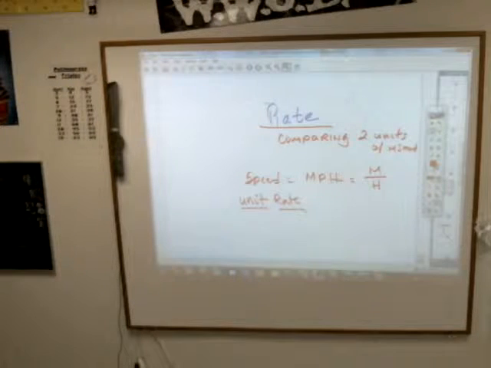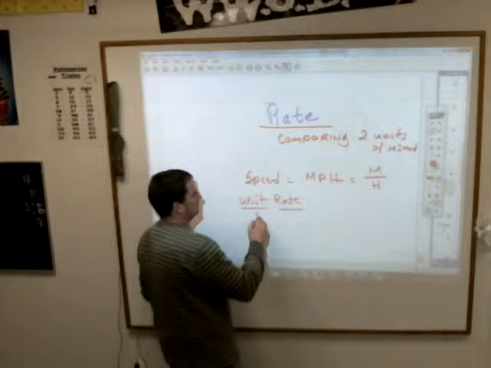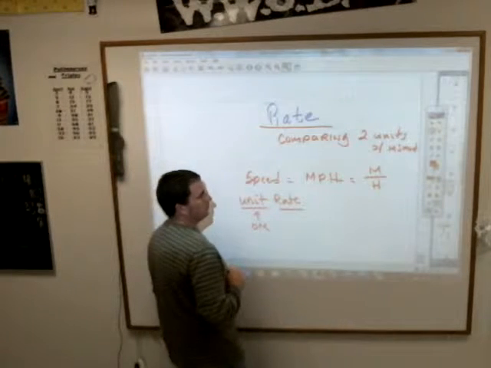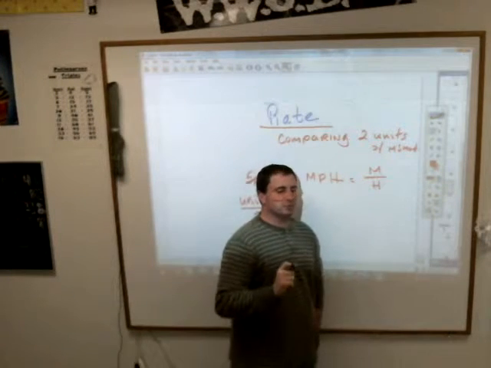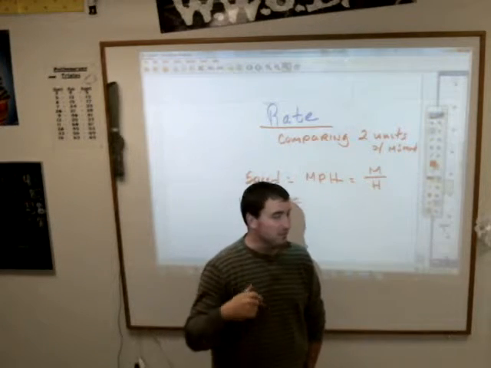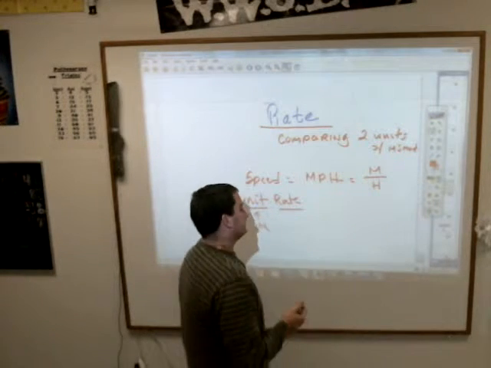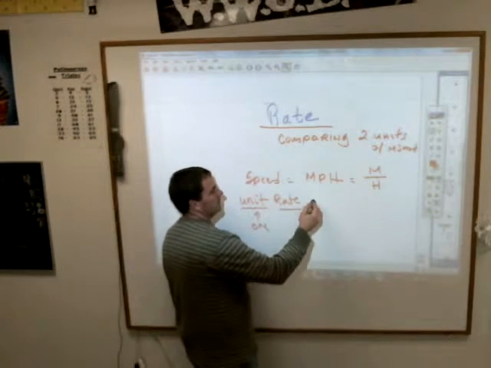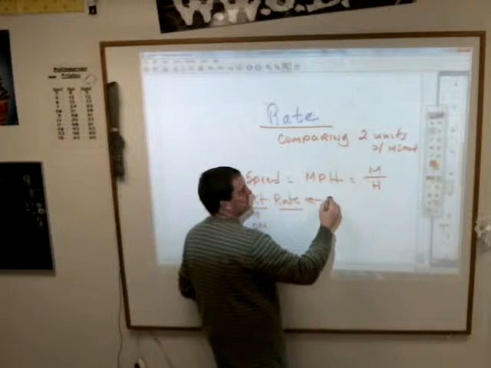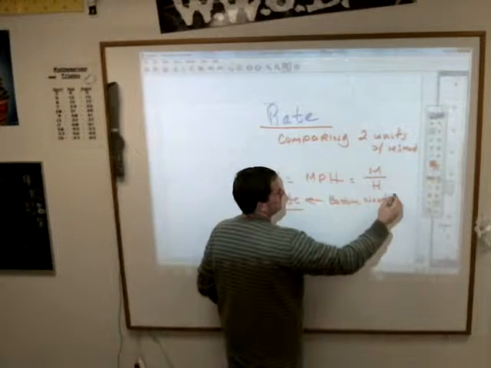The word unit should make you think of what? Anybody? Sage, the word unit means something like one per one. In other words, when we talk about miles per hour, we talk about how many miles per 1 hour. We don't say you went 50 miles per 6 hours, we say you went 50 miles per 1 hour. So when they talk about unit rate, the bottom needs to be 1.